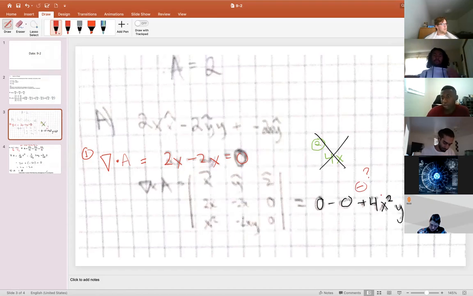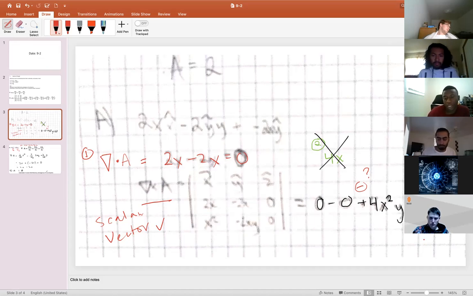Yeah. What about this one, should it be a scalar or a vector? Vector. Okay, so it should be a vector. How is this written? Is this written as a scalar or a vector? Scalar. Yeah, it looks like this is a scalar.